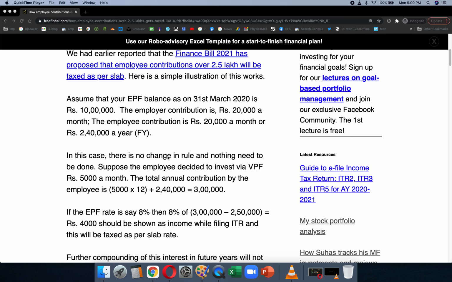Further compounding of this interest in future years will not be taxed. There's no need to get confused about this. The EPF balance of 10 lakhs is irrelevant. It doesn't come into the picture. Don't get confused. It is just like a fixed deposit.